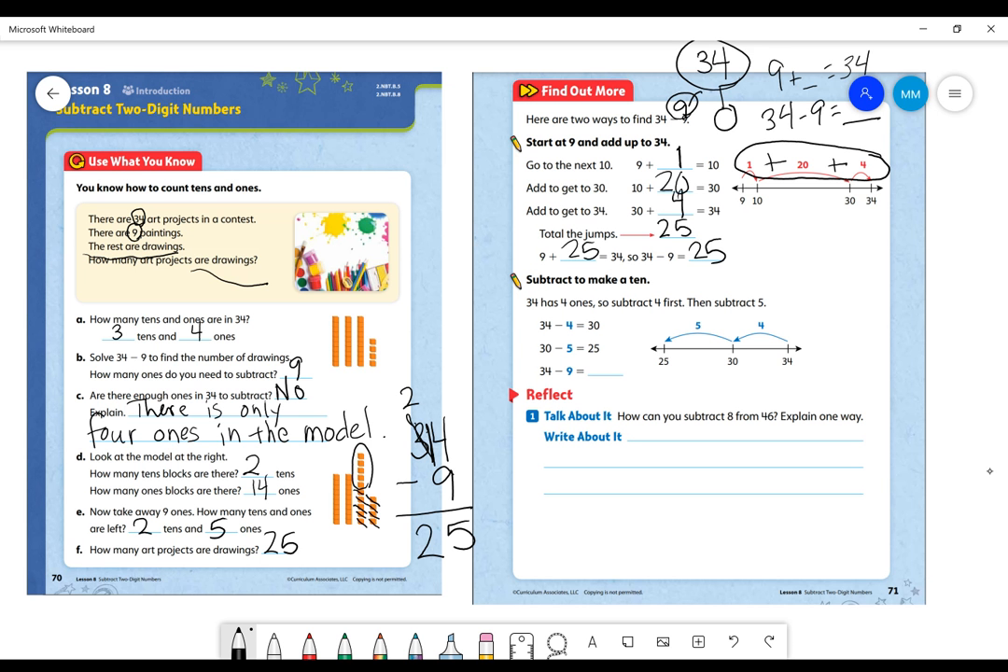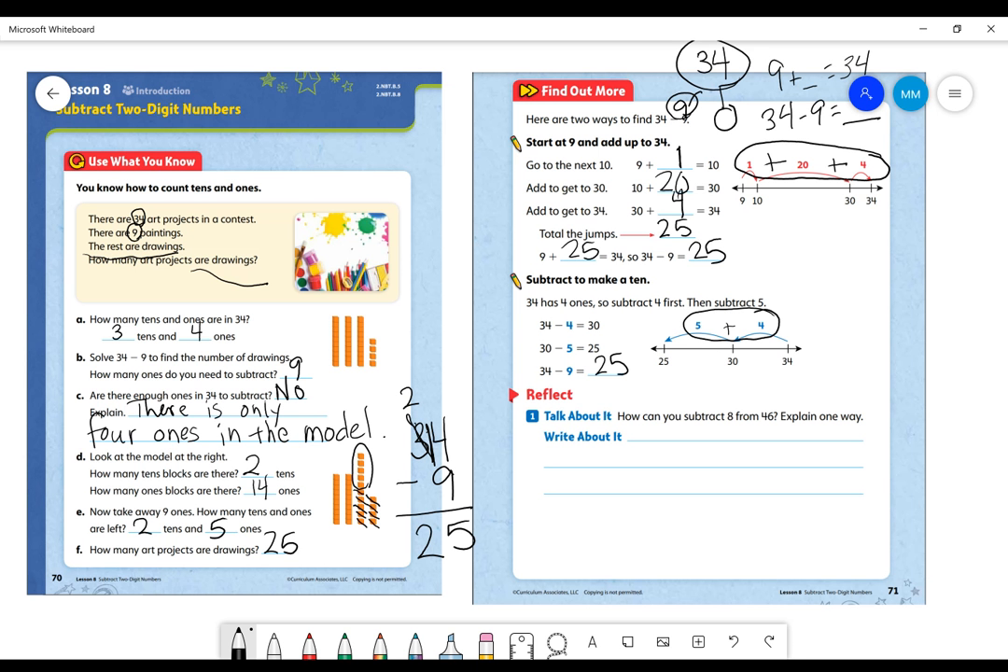Then we can start at 30 and count back 5 more because, friends, the part that we knew we were taking away was 9. So what they did was they got down to a group of 10. See, we started with 34 and then we took away 4 and got to 30. But I'm not finished because 9 was the part that I'm taking away altogether. So then I had to go back 5 more. So 30 minus 5 equals 25. So 34 minus 9 equals 25.